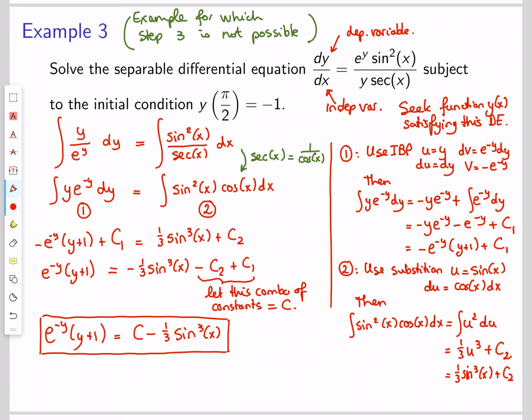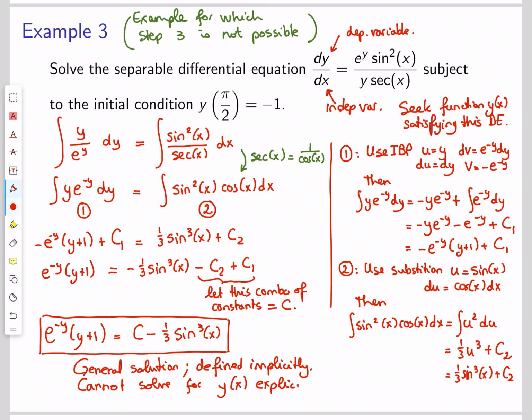It's defined implicitly. So this is the general solution defined implicitly. I cannot solve for y explicitly, so I cannot solve for y of x explicitly. But you still can find the value of the constant of integration by applying the initial condition, and that is what we're going to do on the next page.